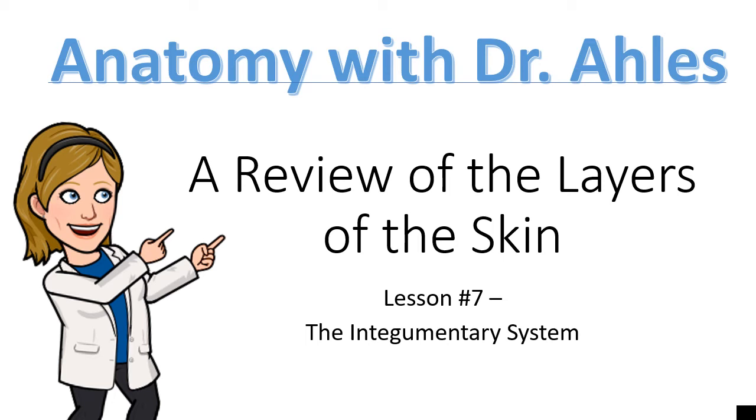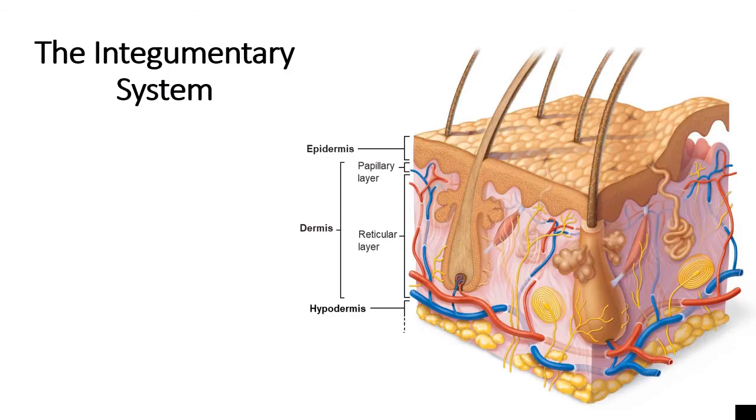In this short video, I'm going to review with you the names of the layers of the skin as well as the different types of tissue that are found in each layer. When we talk about the skin, the fancy way to refer to it is the integumentary system. The integumentary system, or the integument, has three main layers to it.